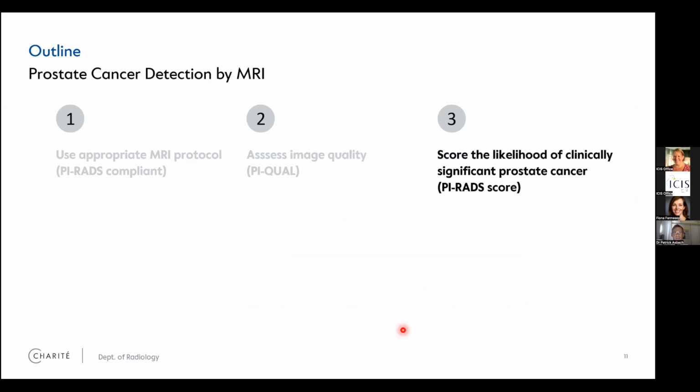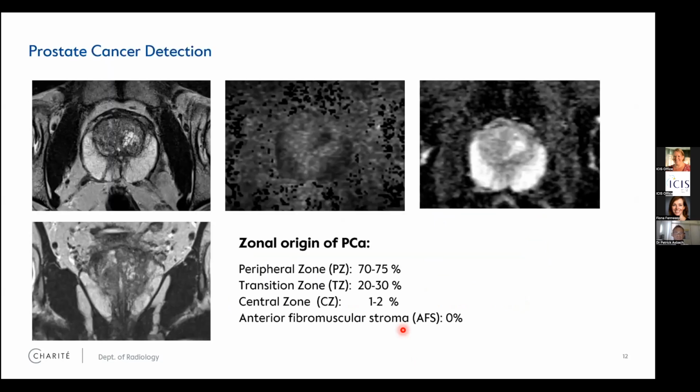Now I would like to talk about the detection purpose of prostate MRI, and the international standard is PI-RADS scoring, so scoring the likelihood of clinically significant prostate cancer. And by doing that, you have to keep in mind that there is a different zonal origin of prostate cancer.